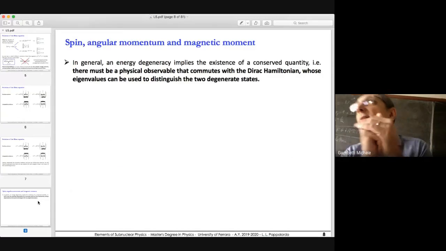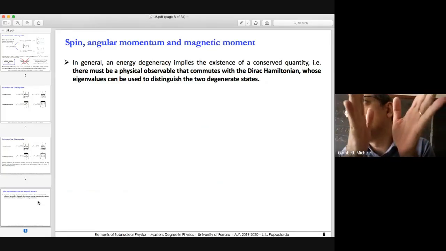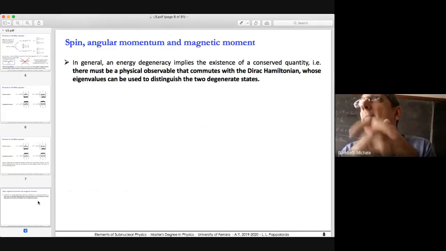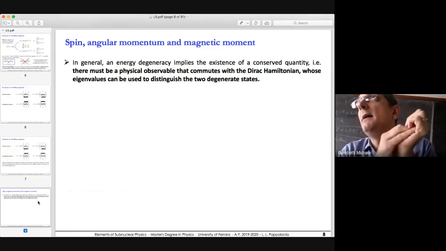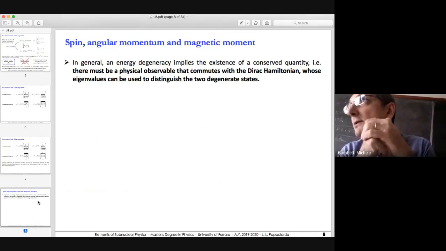Now, as you know, in physics, an energy degeneracy implies the existence of a conserved quantity. Right? This is general. That means that, in other words, there must be a physical observable that commutes with the Dirac Hamiltonian, whose eigenvalues can be used to possibly distinguish between the two degenerate states.